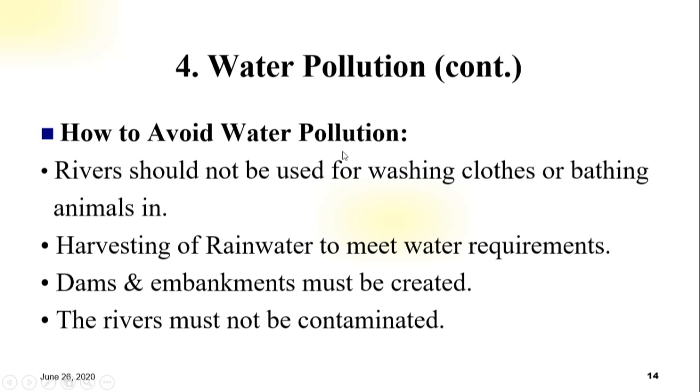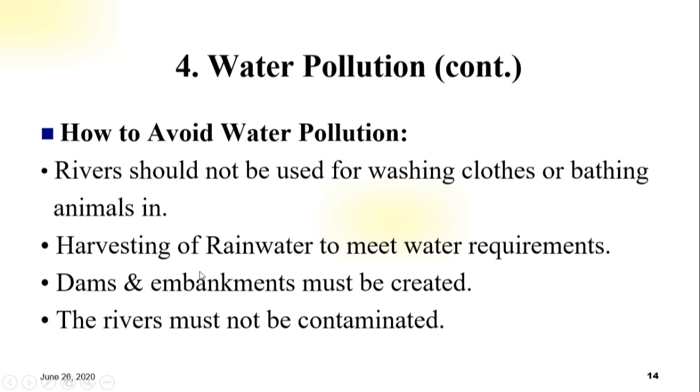Now the second point, harvesting of rainwater to meet water requirement. You have to harvest rainwater to meet water requirement and demand. Dams and embankments must be created. A dam is a barrier constructed to hold back water and raise its level.